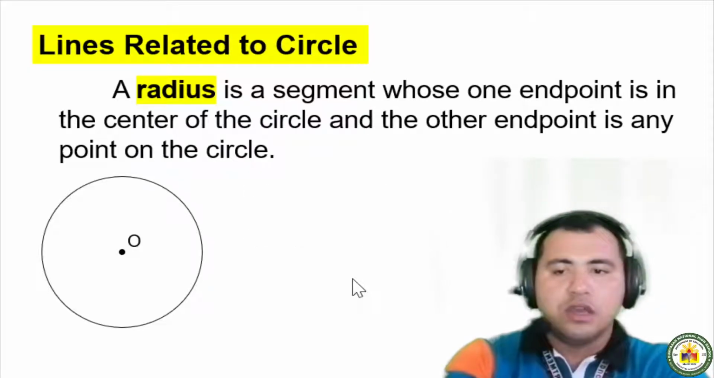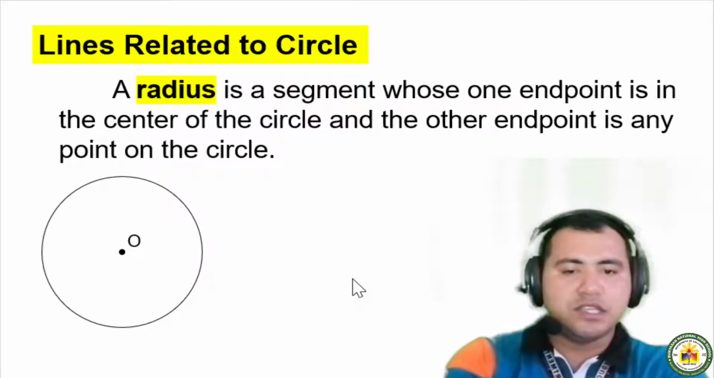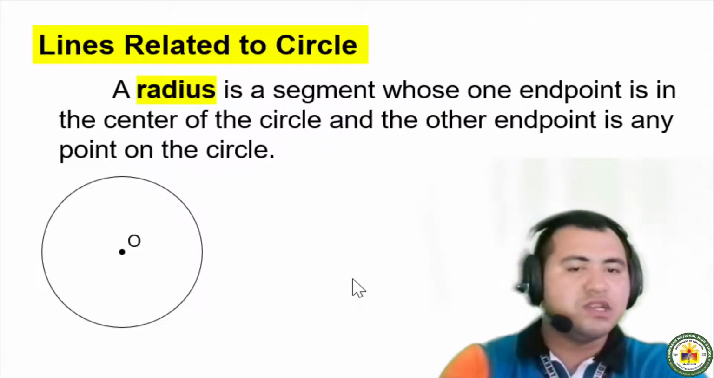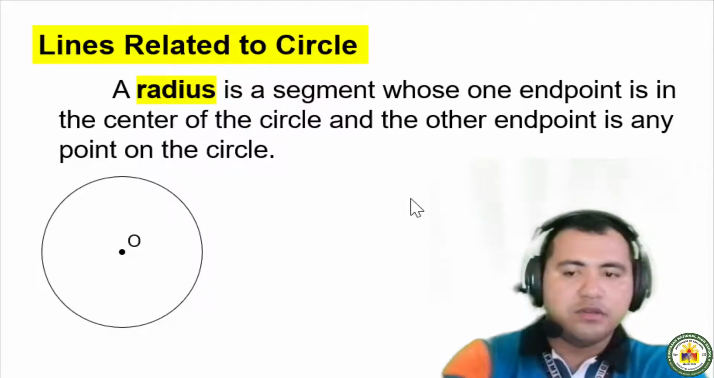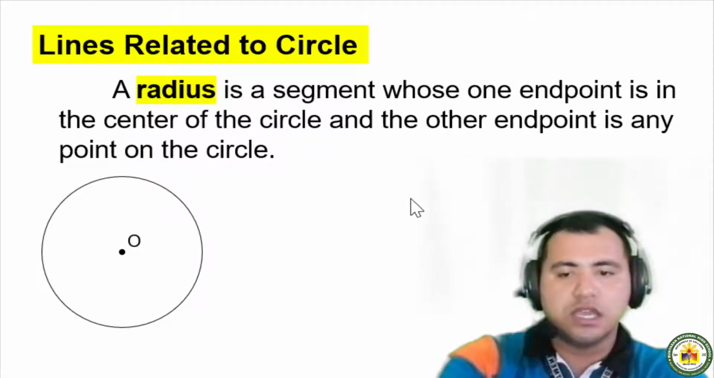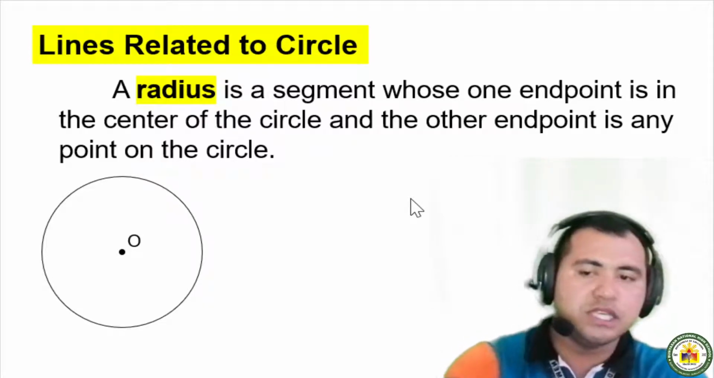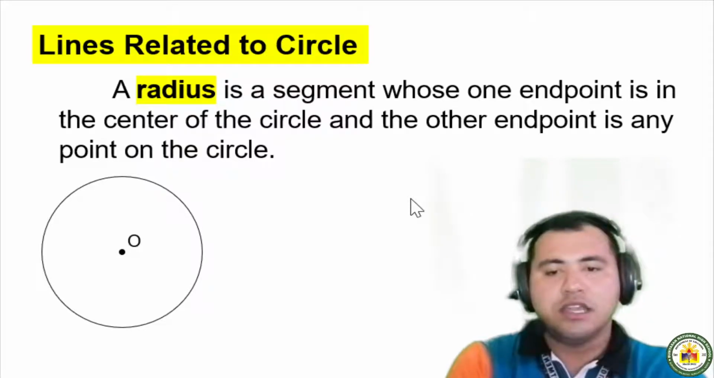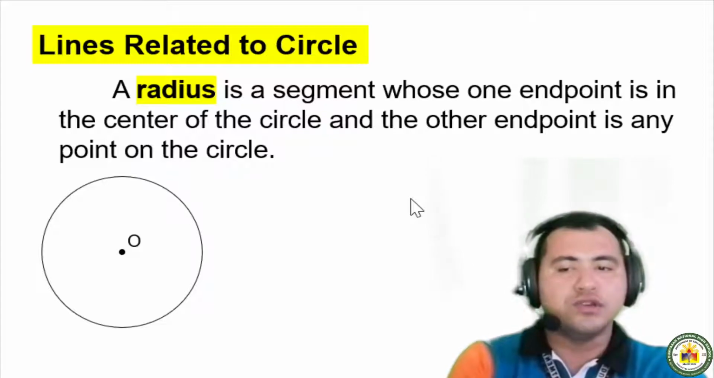Okay. Let's proceed to the lines that are related to circle. So first, we're going to define what is a radius. A radius is a segment whose one endpoint is in the center of the circle, and the other endpoint is any point on the circle.